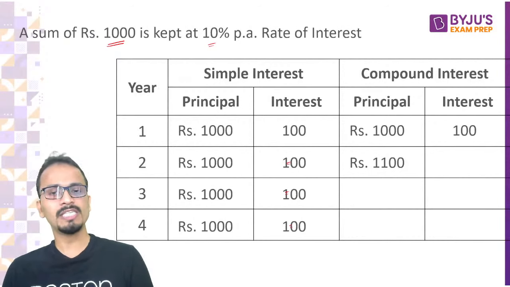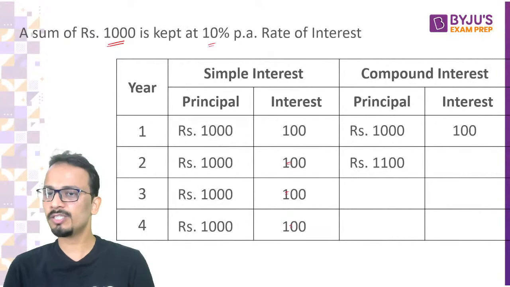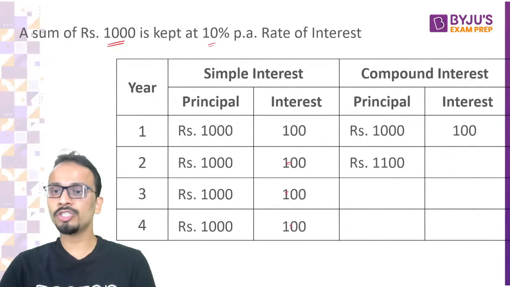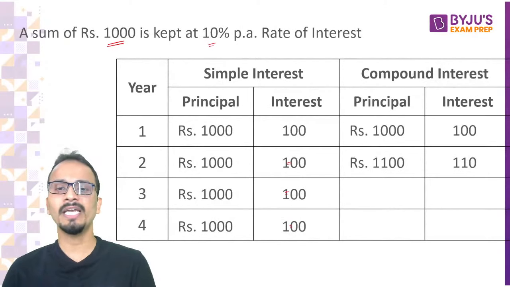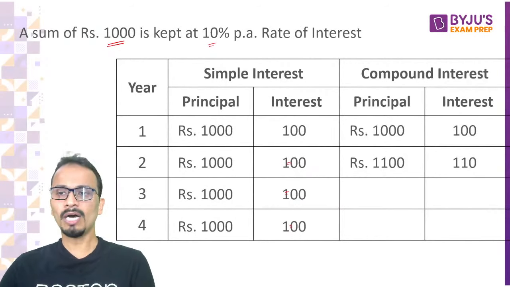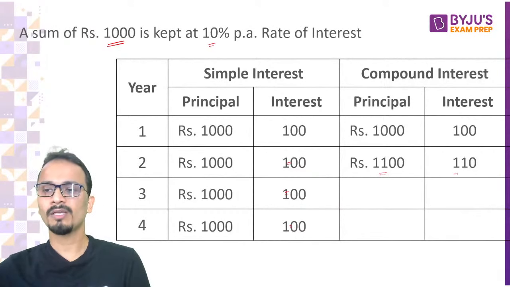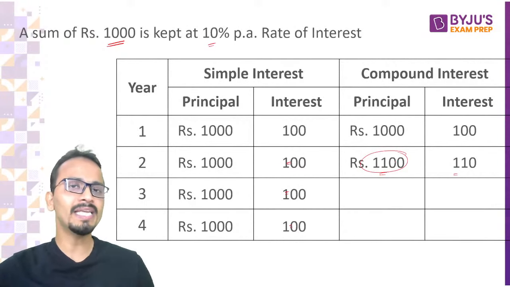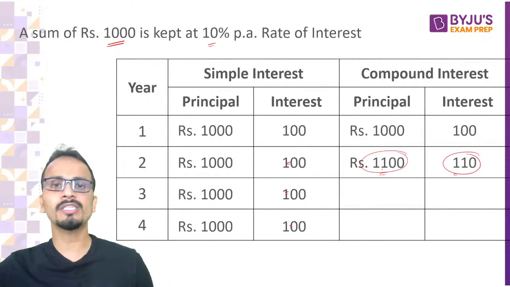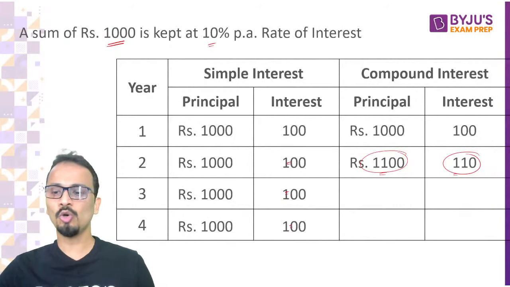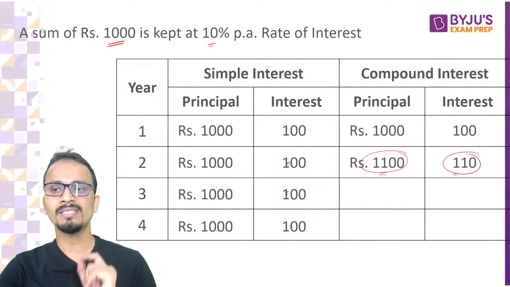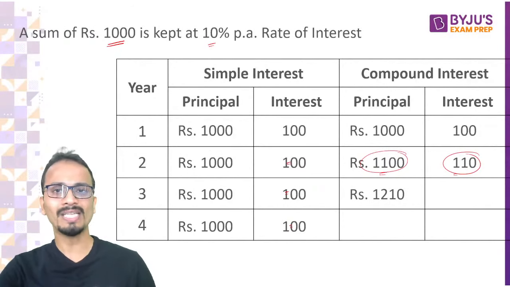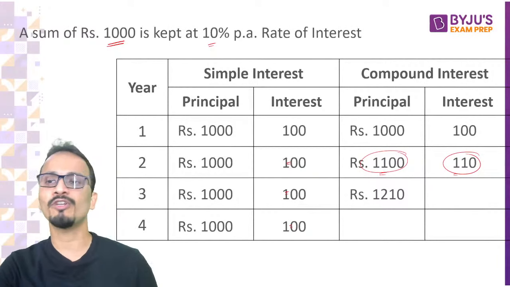Now, obviously, in the second year, we'll be getting interest on this value. So 10% of 1100 will be equal to 110, and we can say that the interest for the second year is 110. Now, again, I'll add these two numbers. This was the principal at the beginning of the second year, and this is the interest that I have earned in the second year. So the amount at the end of the second year is 1210, and that will act as the principal for the next year.